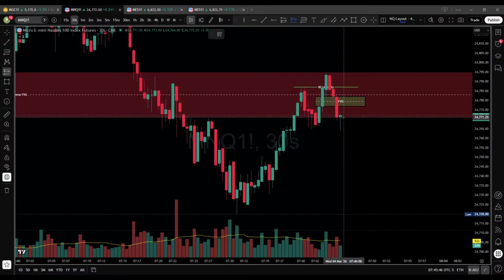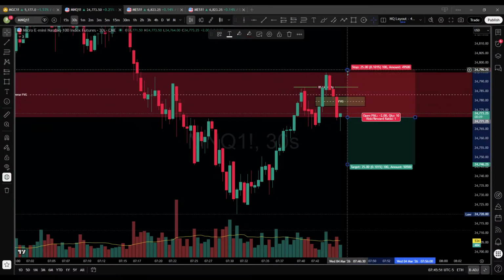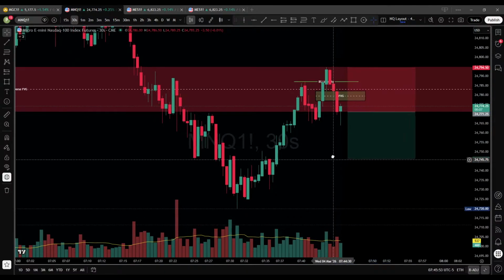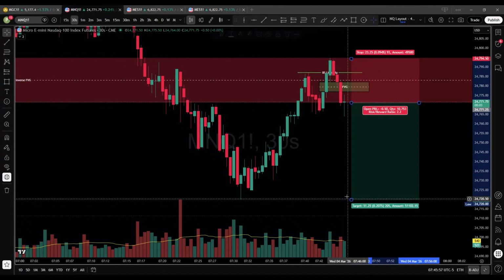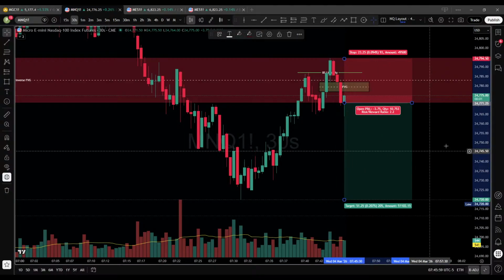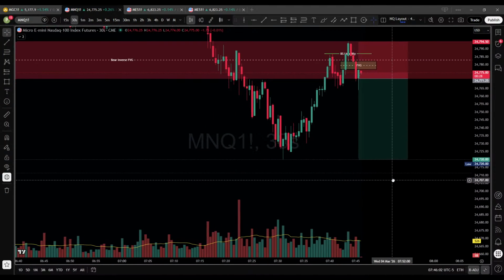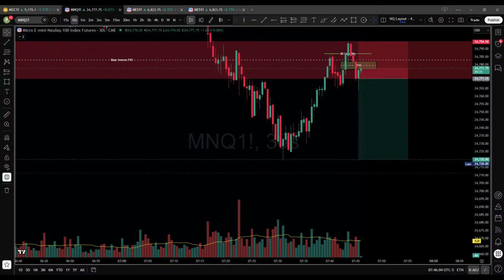I have taken a short right here. I'll be looking for this low as the draw on liquidity, and then the other low will be London session low.